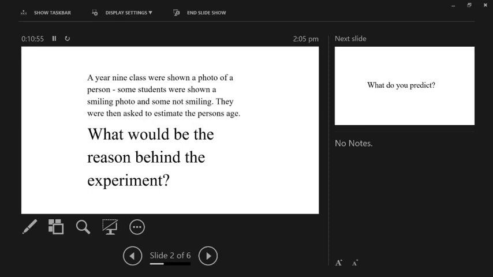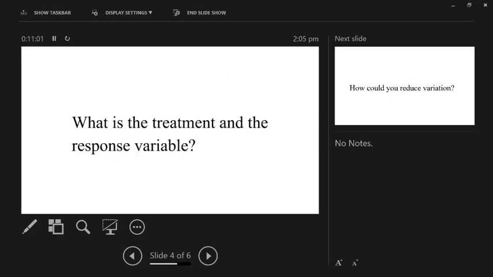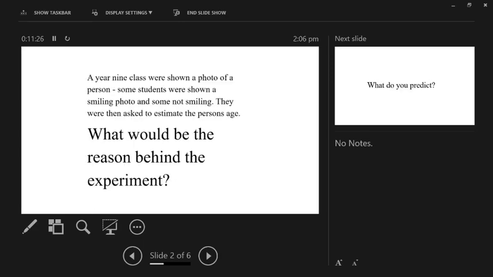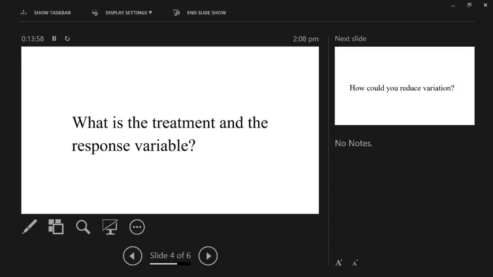So we did our prediction. The next question is, from that scenario, what is the treatment and what is the response variable? I'll take us back to the original. So treatment and response variable. Okay? So our questions are, what are the treatment and what is the response variable?